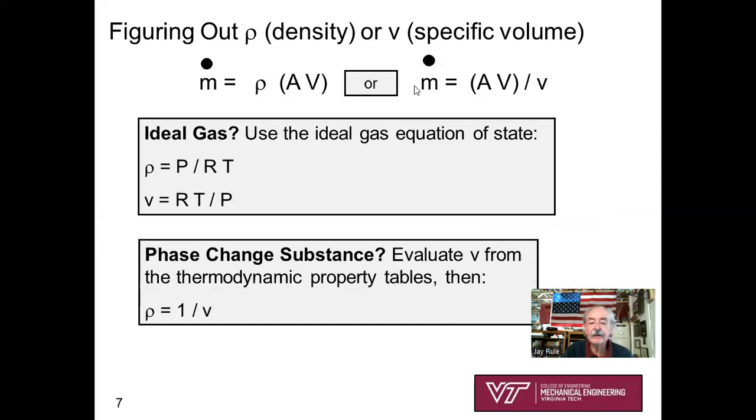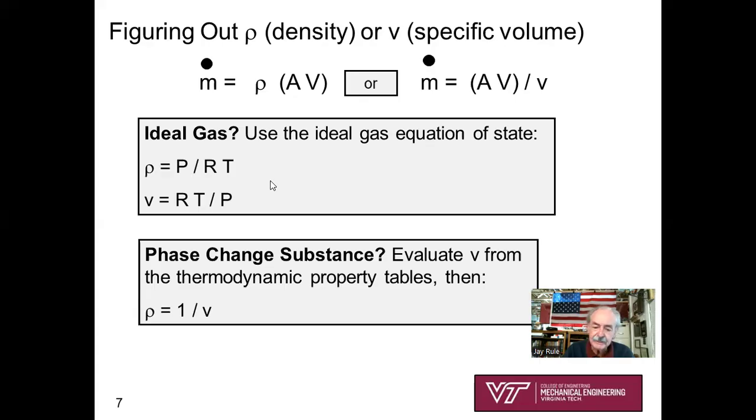Okay, let's see, figuring out density or specific volume. Remember, m dot is rho AV, or m dot is AV divided by little v. Either one is fine, because rho, density, is the reciprocal of specific volume. So you can work with specific volume or density, either way. How would you get those? Well, it depends on your problem. Ideal gas equation of state: rho is P over RT, that's the way I get rho. Or v, specific volume, is RT over P, same ideal gas equation of state. So if your flow is an ideal gas, boom, you got it.